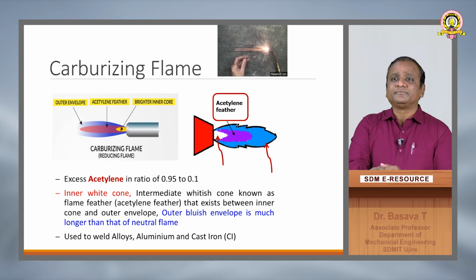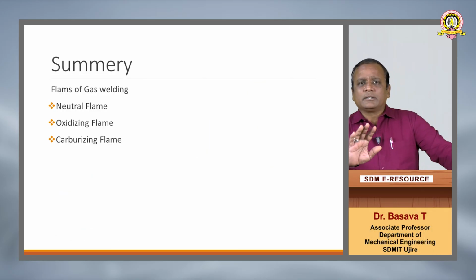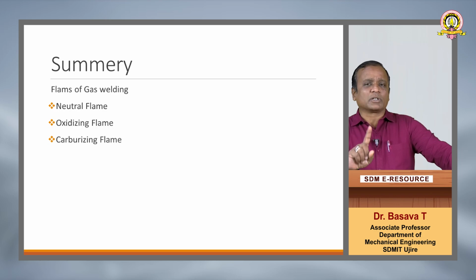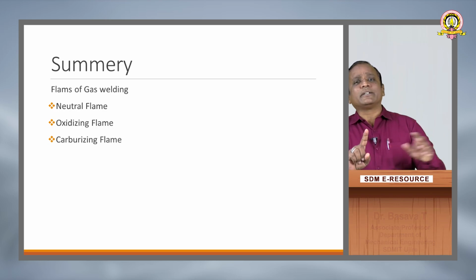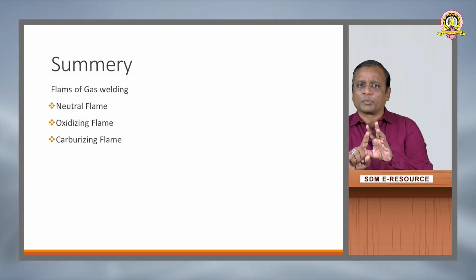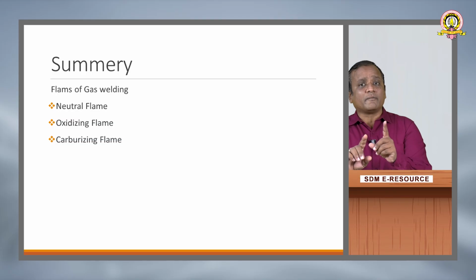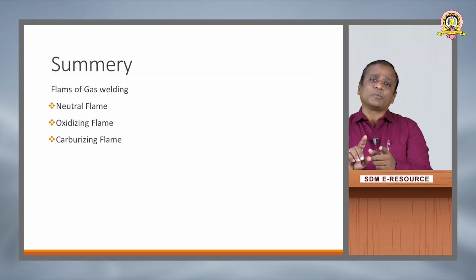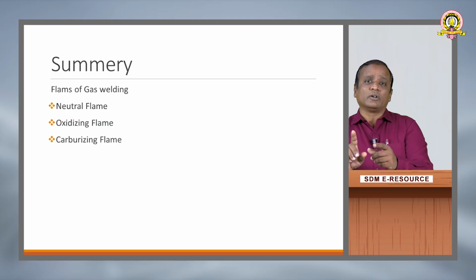So as a summary, gas welding has three flames: neutral flame, oxidizing flame, and carburizing flame. In the neutral flame, the content of oxygen and acetylene are equal in proportion. In oxidizing, the content of oxygen is more compared to acetylene. In carburizing, the content of acetylene is more compared to oxygen.